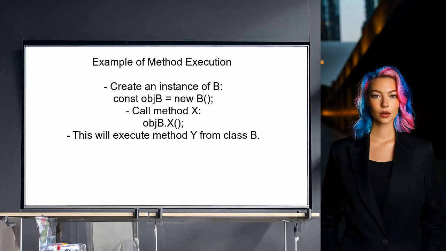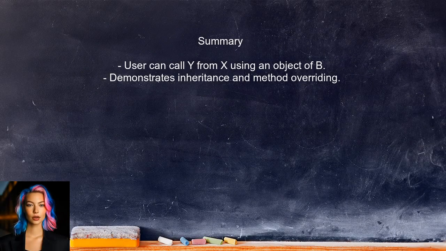To illustrate this, let's look at an example. When the user creates an instance of class B and calls method x, method y will execute as part of the call from method x. In summary, the user can indeed call method y from method x when using an object of class B. This demonstrates the power of inheritance and method overriding in object-oriented programming.